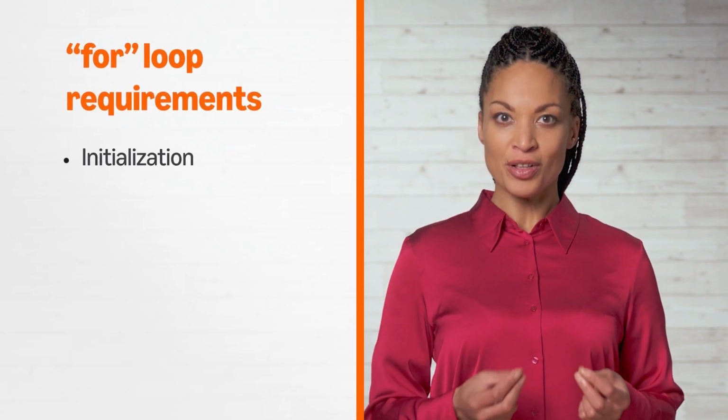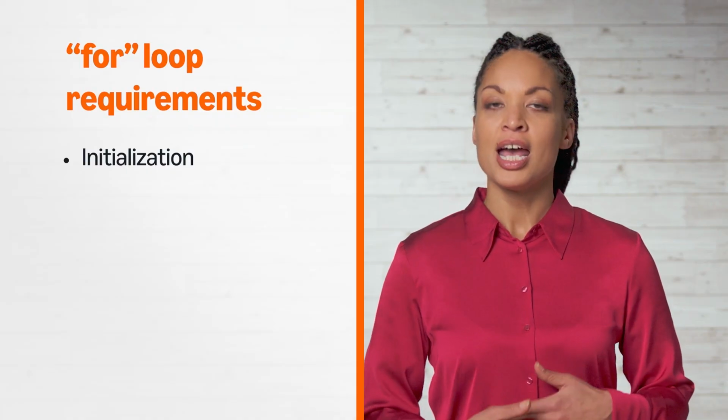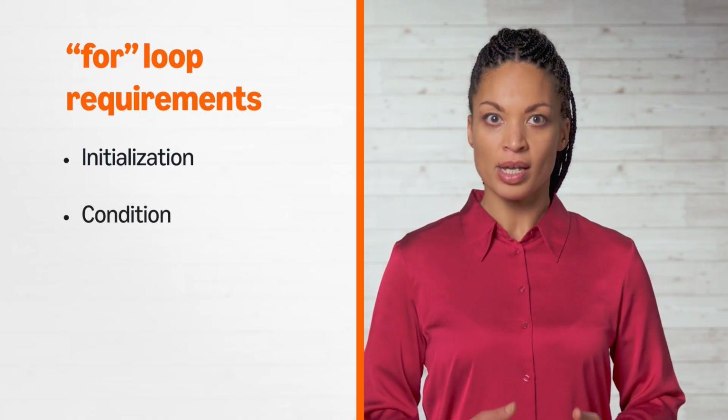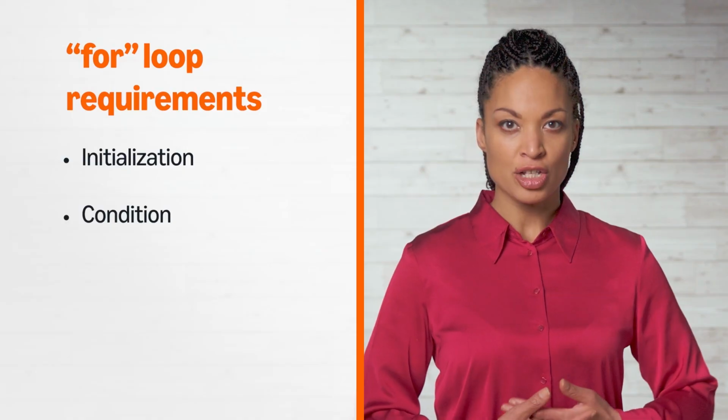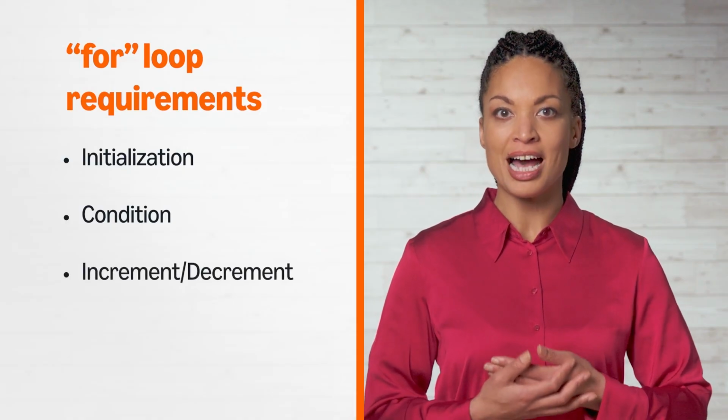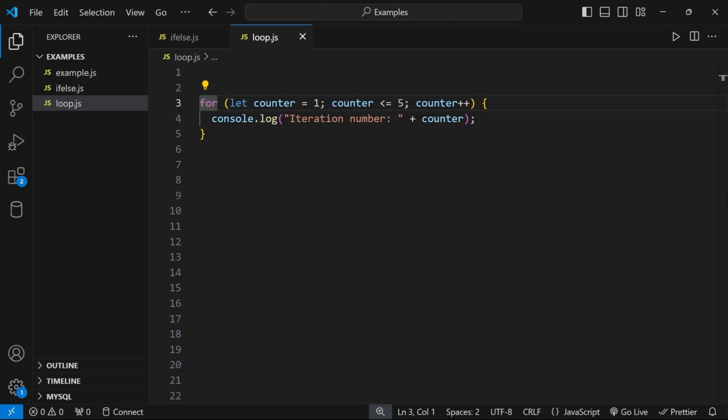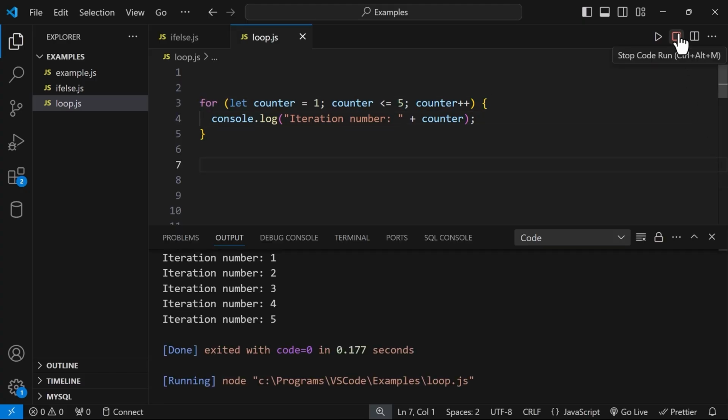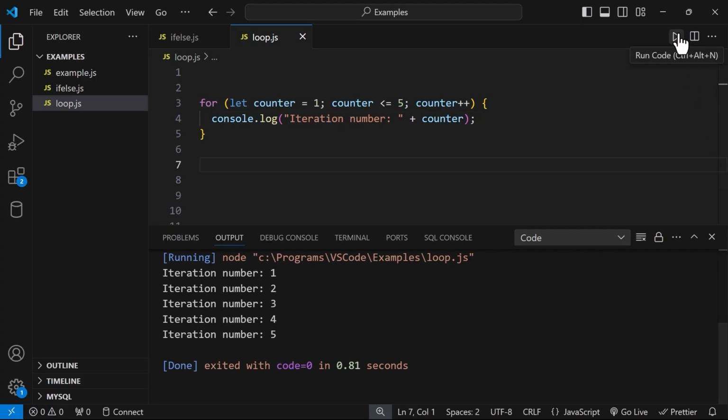The for loop needs 3 elements to run effectively: a starting value for the loop variable to initialize it, a condition that keeps the loop going as long as it's true, and instructions to update the loop variable after each iteration. For example, this loop starts the counter at 1 and continues running as long as the counter is less than or equal to 5. After each iteration, the counter is incremented by 1. The loop then prints the current iteration number, resulting in the following output.